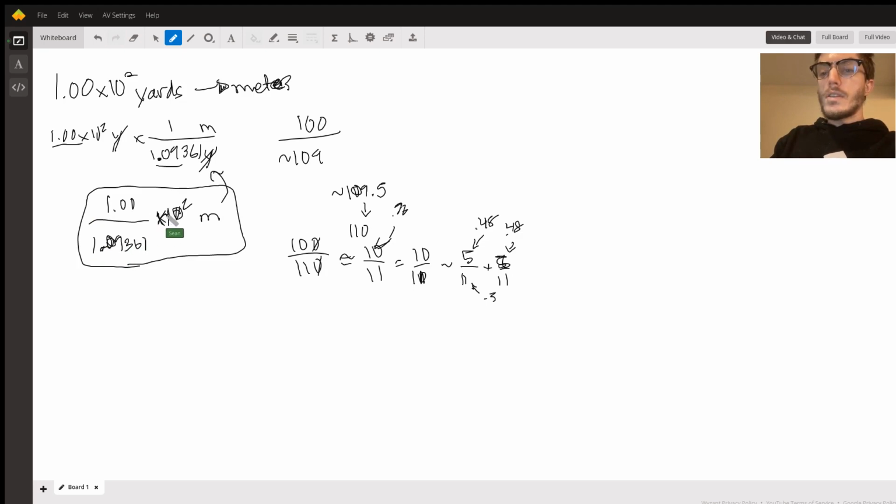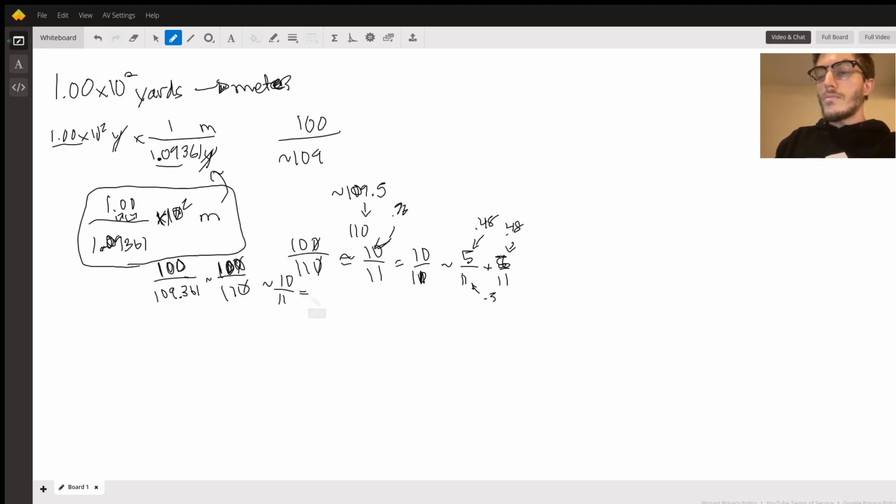Since we do have that times 10 squared, we can move the decimal place over twice. So it could be that 100 over 109.361, which we could look at as just about 100 over 110. And I'm not sure what you'd want to do further with this number, but you can take out the zeros at the end, which will give us about 10 over 11 like we did before.